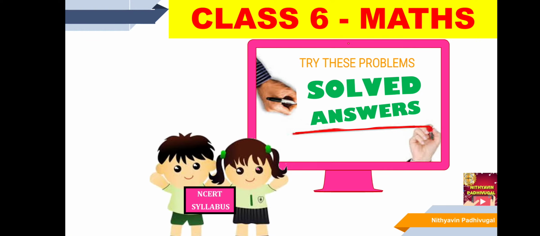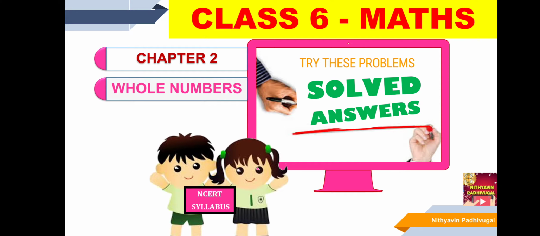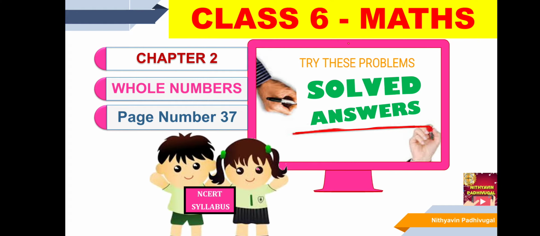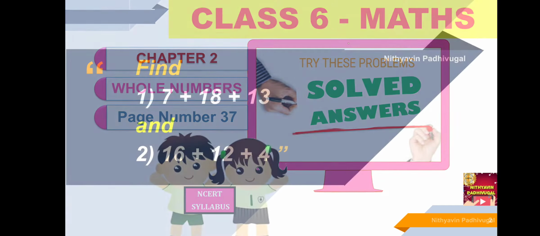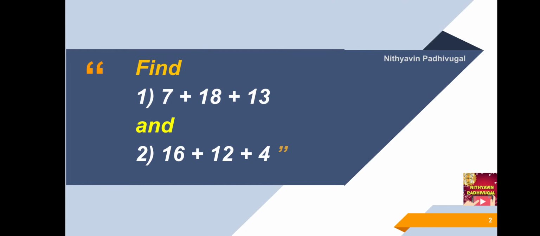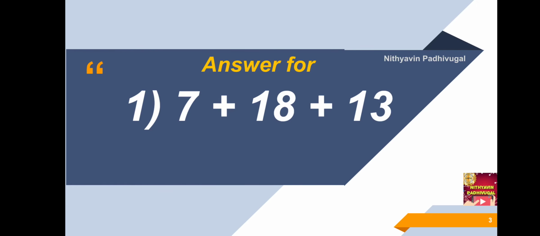Welcome to Nithyavin Padivugal. In this video, we are going to discuss problems and their solutions from Class 6 Mathematics in NCERT syllabus, CBSE Chapter 2, Whole Numbers, page number 37. We have two problems. The first problem is 7 plus 18 plus 13.